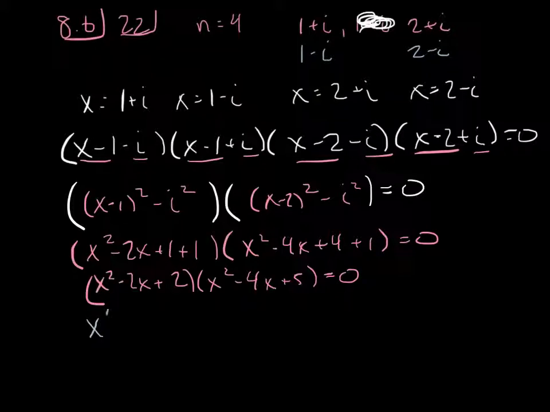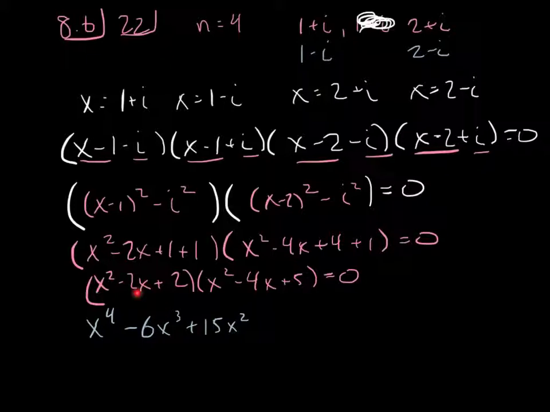So x to the 4th, I've got negative 4x cubed, negative 2x cubed gives me negative 6x cubed. Let's look at x squared terms. x squared, 2x squared, okay, 5x squared, and 8x squared. 2, 5, and 8 gives me 15x squared.